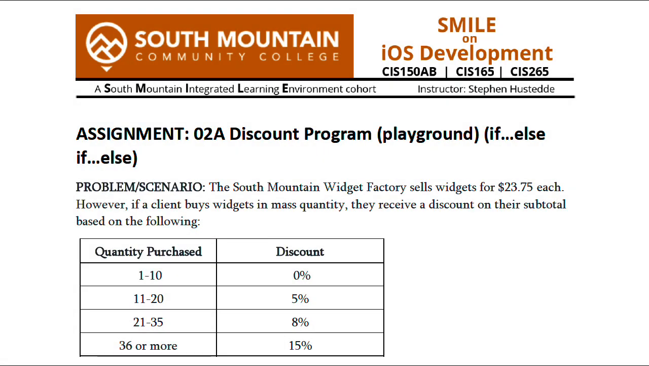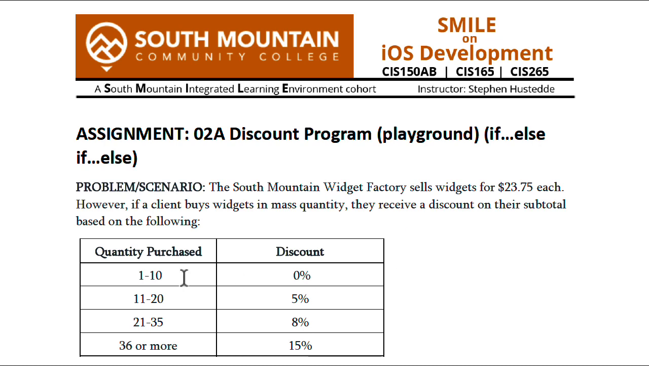Project O2A, the discount program. We're going to create a playground that uses the if-else structure. So here's the scenario. We're selling widgets at $23.75 each. However, if a client buys a certain number of widgets, we will provide them a discount. And we see a table here.